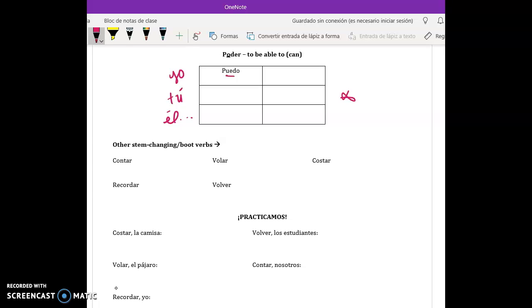Okay, so the tú form is puedes. Él, ella, usted, puede. So that's like you can, he can, you are able to, she is able to, right? Ellos, ellas, ustedes is pueden. I skipped there because hopefully you remember that nosotros and vosotros function differently. So these are our forms that change. These are the ones that go from O to UE.